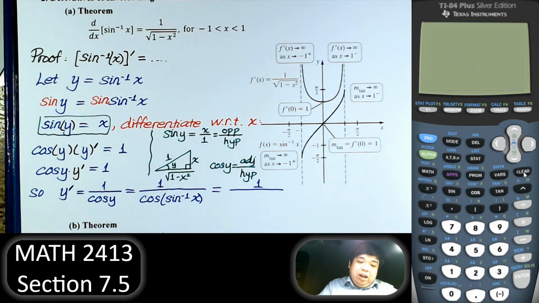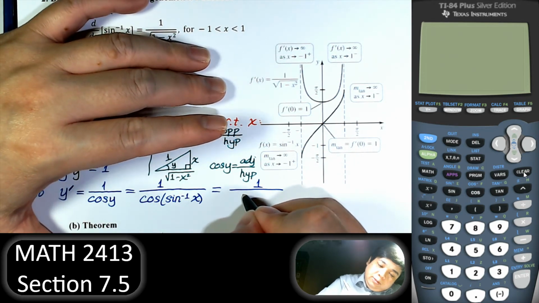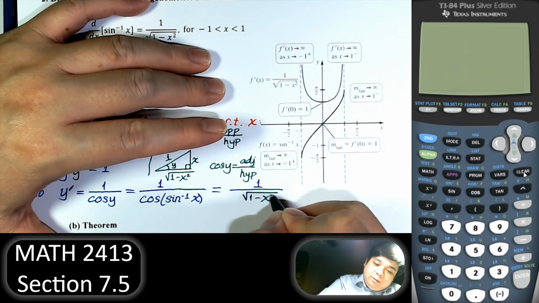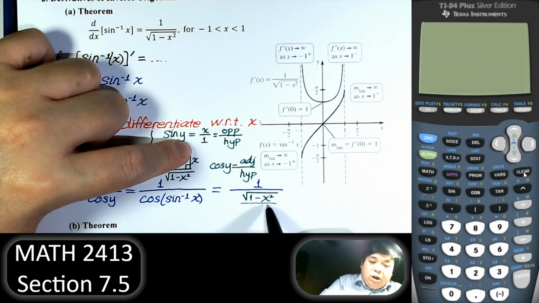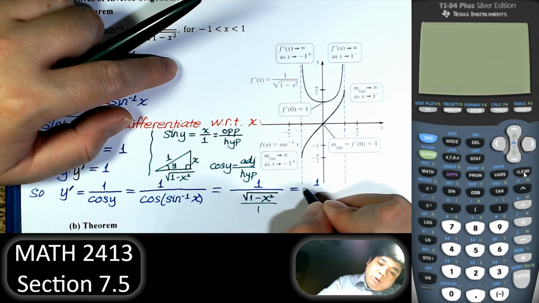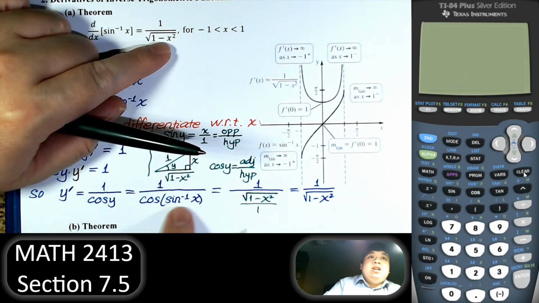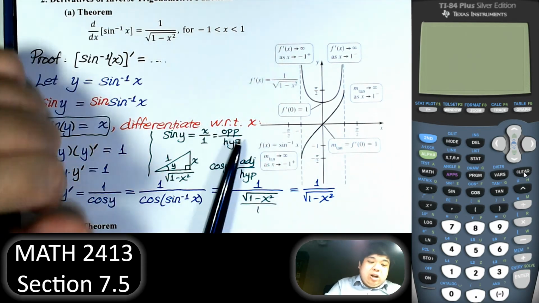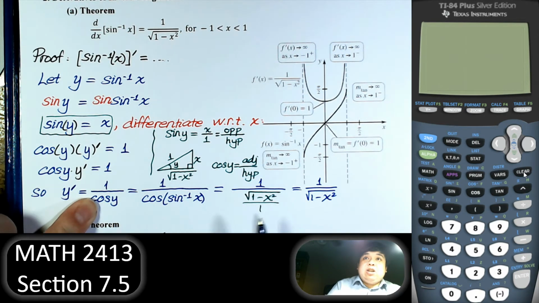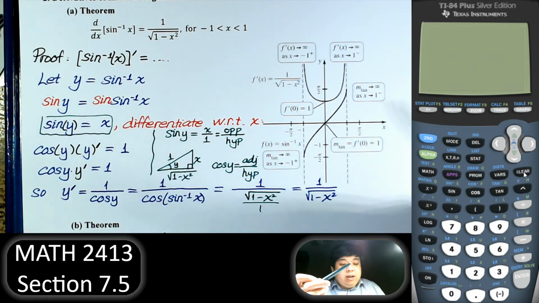We just have adjacent over hypotenuse is 1. Divide by 1, we don't need to write that, so it's just 1 over square root of 1 minus x squared. So we don't even need to write this. Just know that cosine is equal to adjacent over hypotenuse. Just solve for that. That's what we have. Of course, don't even need to memorize that problem, because the proof is not as bad.